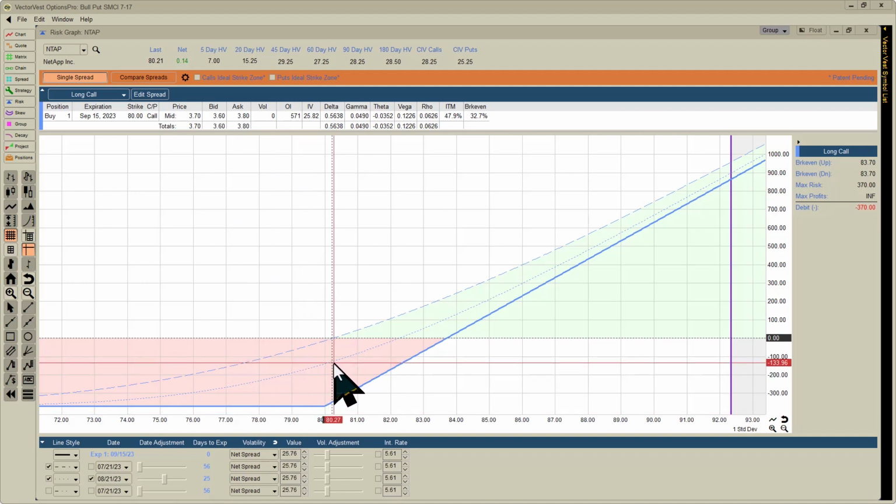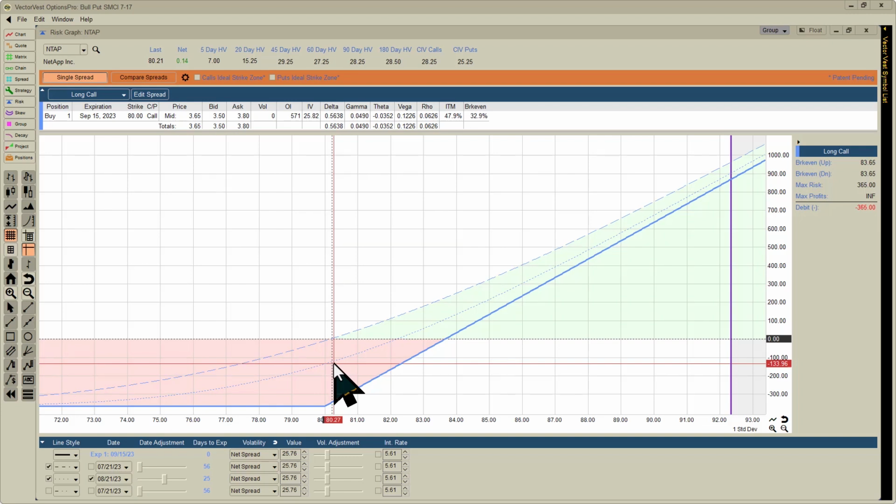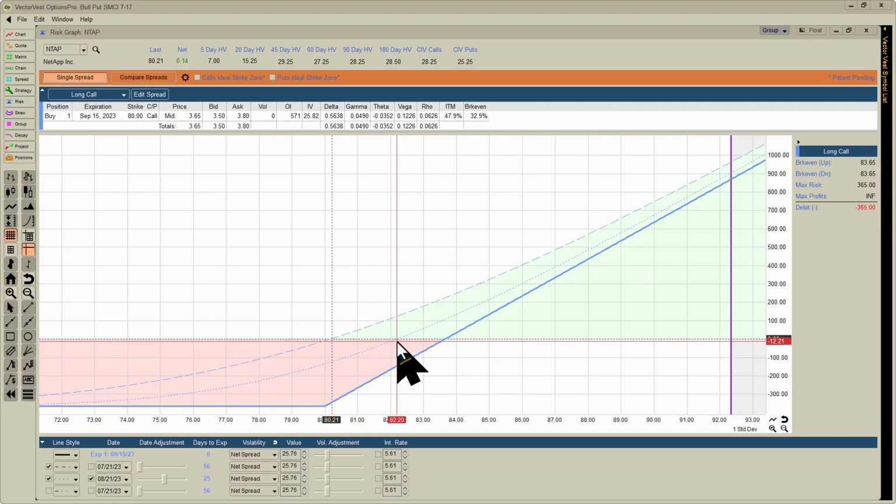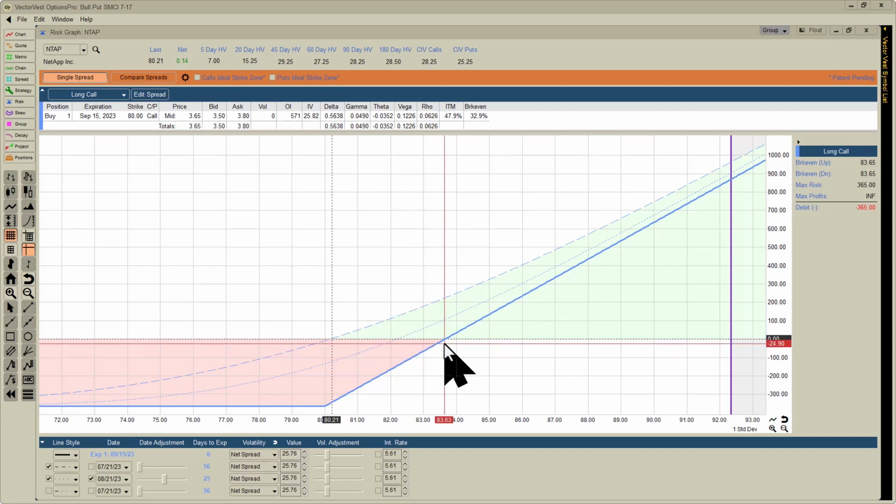This is what your P&L would be if the stock were now on August 21st. In order for you to be profitable, the stock would have to be higher than $82.22. Now, if you let this trade go all the way to expiration, that's that solid blue line. At expiration, for you to be profitable, the stock has to be above $83.65.